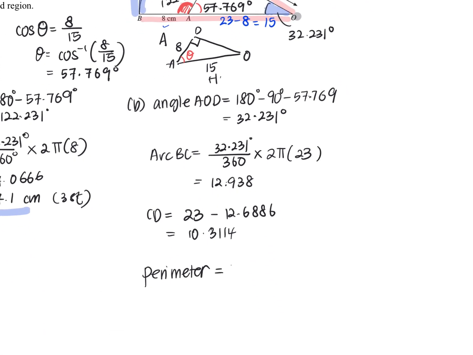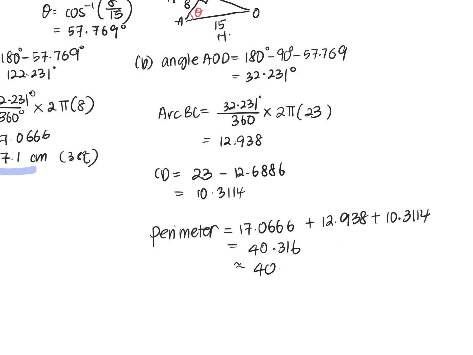17.066 plus 12.938 plus 10.3114. Have you gotten the answer? I got my answer to be 40.316. Rounded off to 3 significant figure, we will have 40.3 cm, 3 significant figure. Have you gotten the concept? Well, yes, then we should move on to the next question.